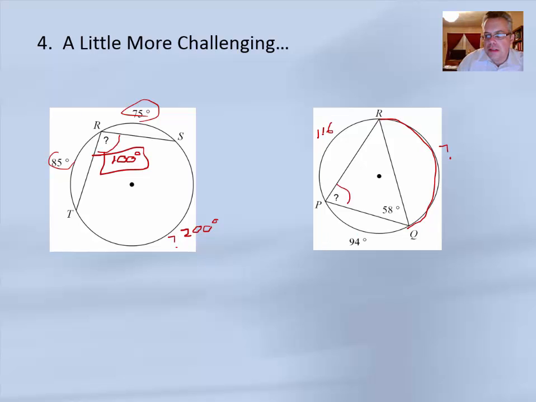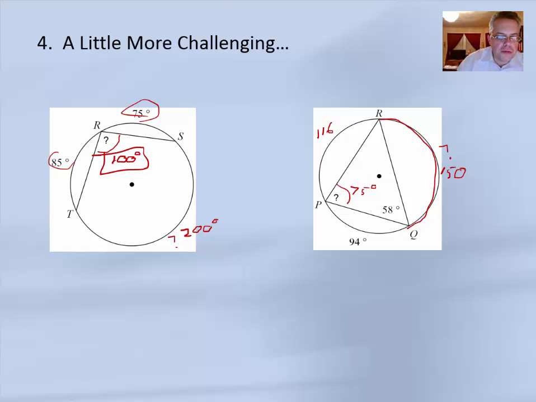Okay, since that's 116, we can figure out this arc. 360 minus 116 minus 94 equals 150. Since that arc's 150, the angle is half of that, 75. There's actually a couple ways to go about this. We could have found this angle up here and then found the angle we wanted also. So there's more than one way. You just got to start finding arcs that you can find or angles that you can find, and eventually you get to the one you want.